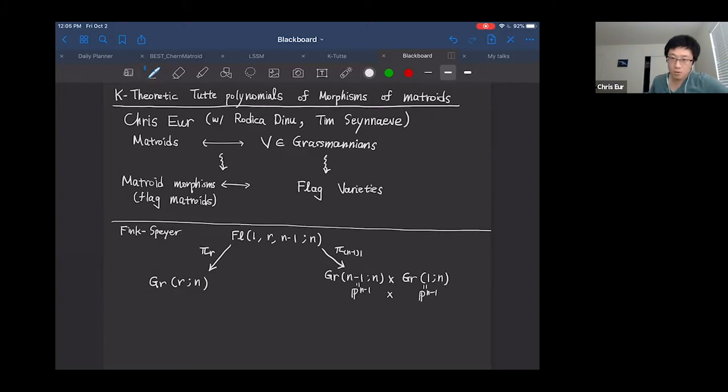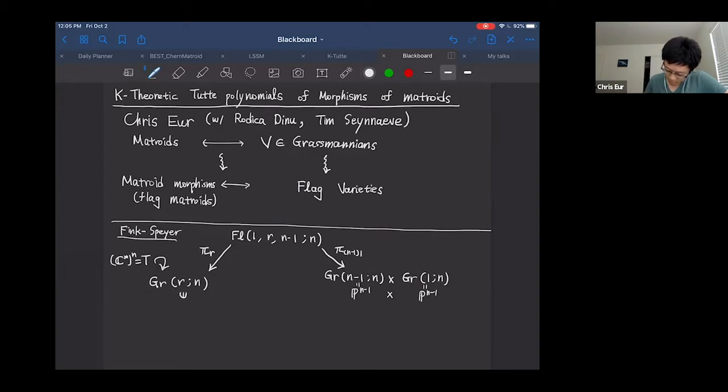And throughout this whole picture, there is a torus acting on the background. So there's this algebraic group, C star to the n. Let me name that torus T. And it acts on the Grassmannian just by its action on the n-dimensional space in the standard way. So what did Fink and Speyer do?